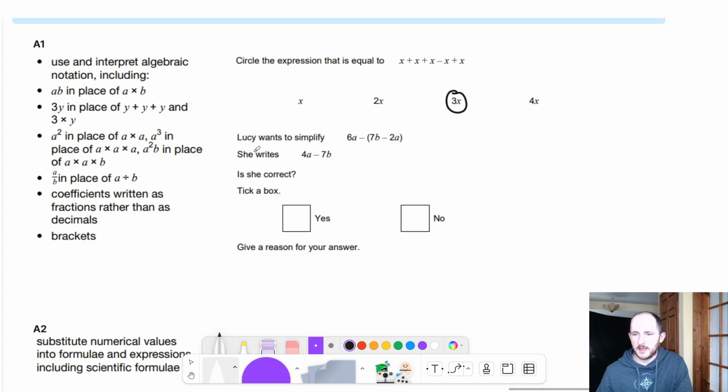Lucy wants to simplify 4a minus 7b. Well, simplify this to get 4a minus 7b. Is she correct? Well, here's how you tell. What I would do here is actually do it for myself.